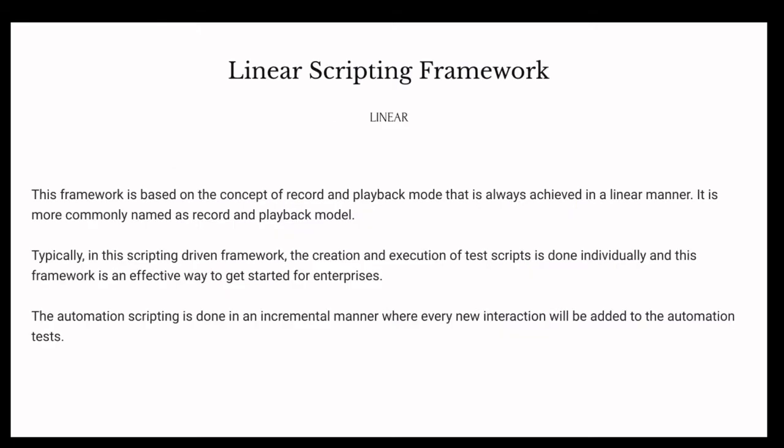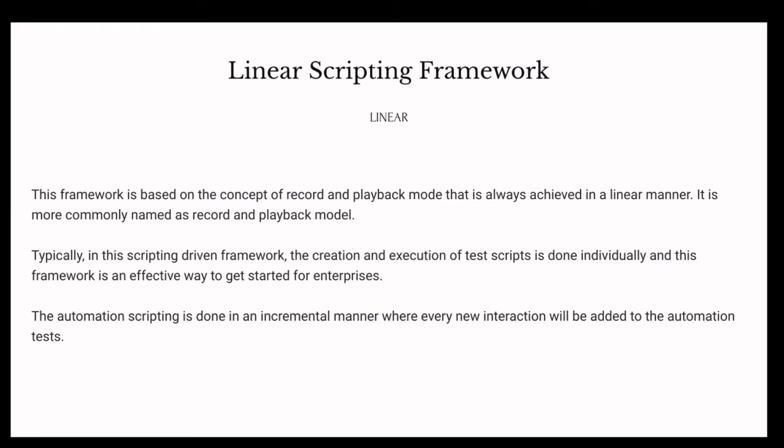So first we will talk about the linear scripting framework. This framework is based on the concept of record and playback. Okay. You know, in the beginning when Selenium IDE arrived, most of the tools were based on record and playback. So it has a few flaws, and it has a few advantages.